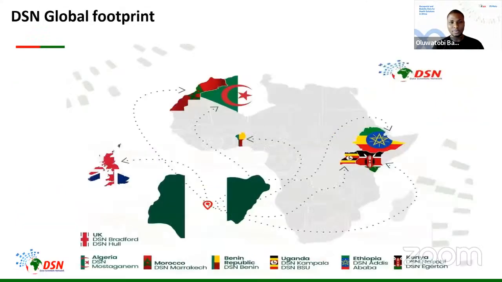Next slide, please. Now, our global footprint. DSN has recently expanded from just Nigeria. So before you were hearing Data Science Nigeria, but now we're Data Scientists Network because we're touching it everywhere. So DSN is no longer only in Nigeria. We're in places like UK, Algeria, Kenya, Ethiopia. Like we're going all across, right?